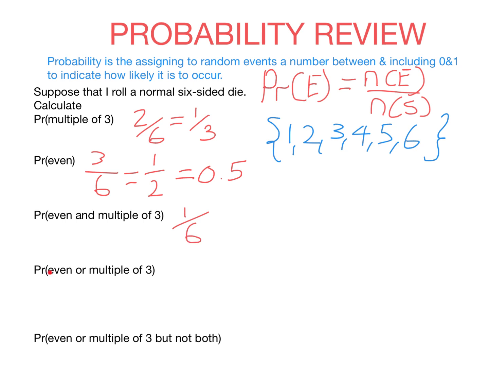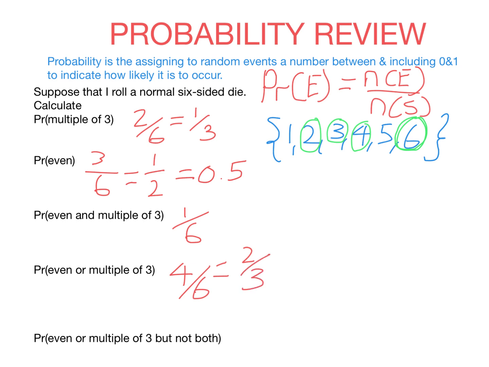So what about the probability that it's even or a multiple of 3? So "or" sometimes causes a bit of confusion. What it really means is it can be even, a multiple of 3, or both. So to count the number of ways this can occur, I include all of the even numbers, all of the multiples of 3. I don't include 6 twice though. So there are 1, 2, 3, 4 ways that this can occur out of 6 outcomes in total. So it's 4 over 6. Simplifies to 2 over 3.